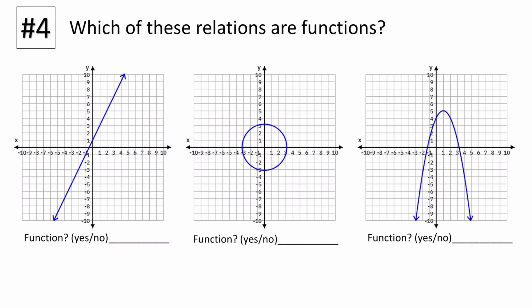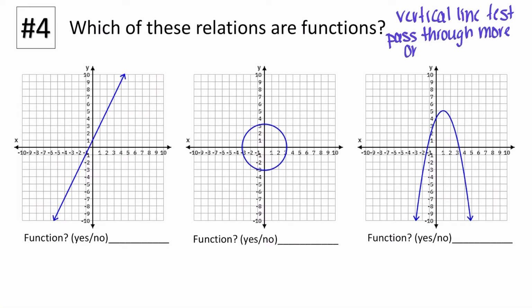So now let's identify which of these relations are functions. So since we have graphs, we're going to need to use the vertical line test. Remember that the vertical line test says that if you draw a vertical line and it passes through more than once, then it is not a function.